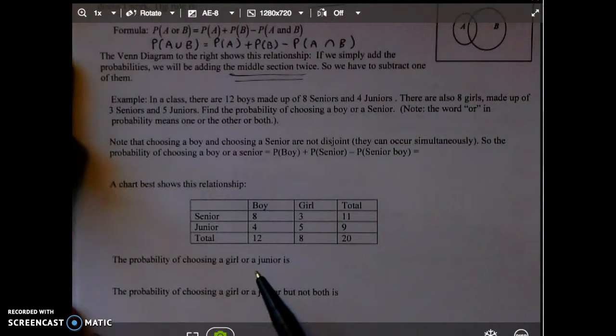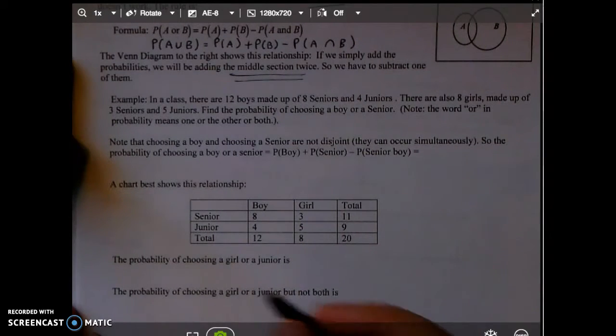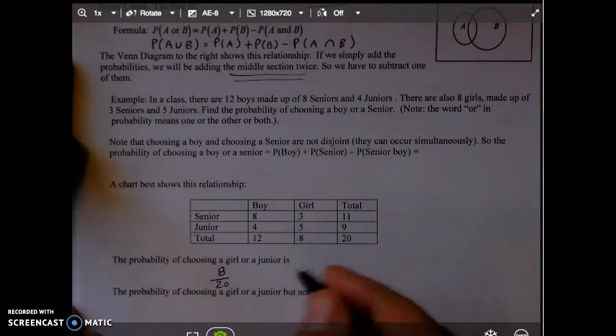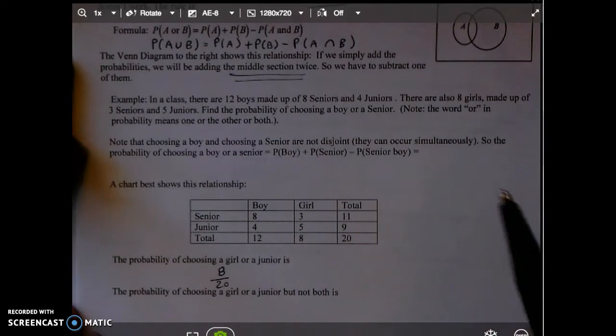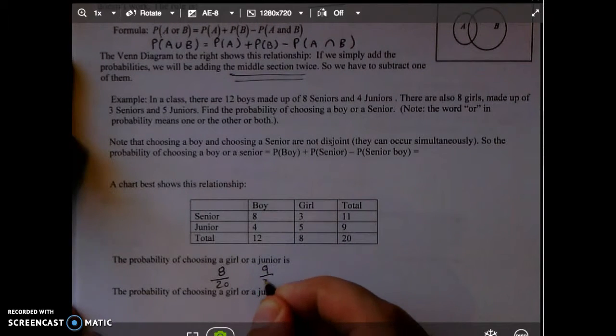The probability of choosing a girl or a junior. Well, okay. What's just the probability that I'm a girl in this set? I'm going to look at the total down here, right? So it's going to be 8 out of 20. There are 8 girls total, and it's out of 20 total. So if I'm a girl, I'm right here. So 8 out of 20. And if I'm a junior, well, what's the chance that I'm a junior? My total is going to be here. So it's going to be 9 out of 20.